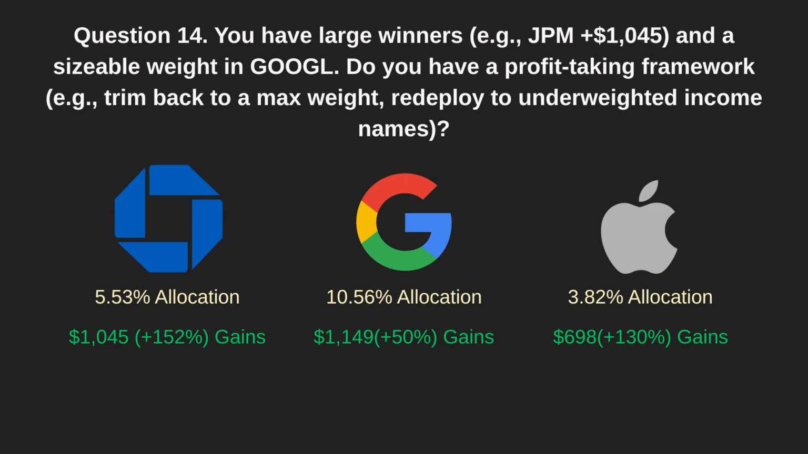Question 14. You have large winners, for example JP Morgan Chase, and a sizable weight in Google. Do you have a profit-taking framework, for example trim back to max weight, redeploy to underweight income names? Well, it's not in my plans right now. I'm still young and in the accumulation phase. The companies mentioned are still expanding with no sign of slowing down. The profits are not that big for me to sell some shares.